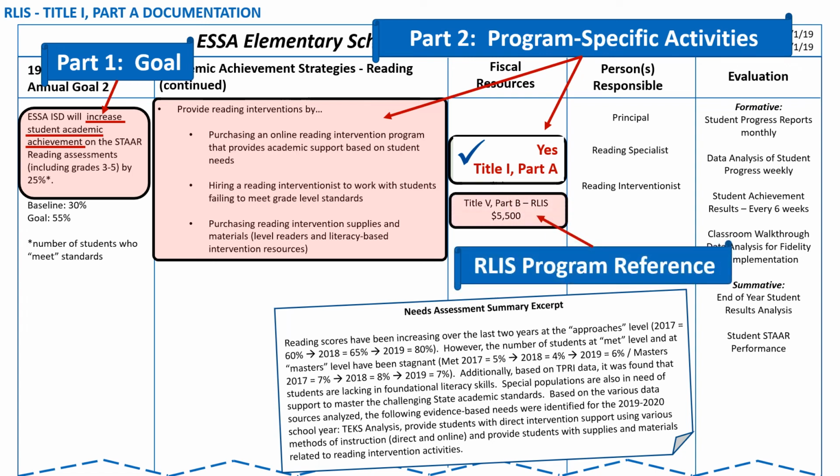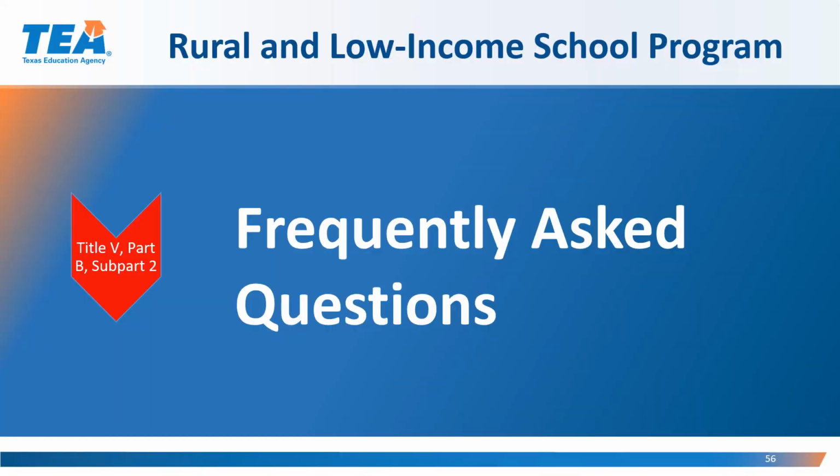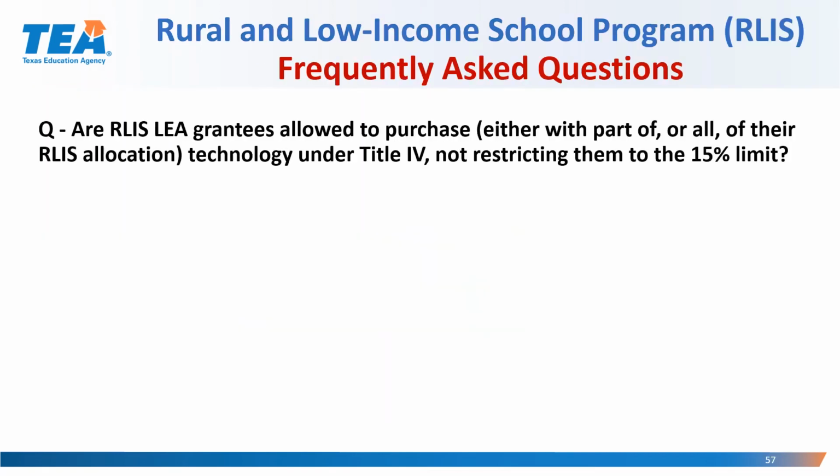The campus also made reference to the RLIS funds used in order to meet this goal. At this time, we can take a look at some frequently asked questions that have to do with the Title V Part B Subpart 2 RLIS program. Question: are RLIS LEA grantees allowed to purchase either with part of or all of their RLIS allocations technology under Title IV, not restricting them to the 15% limit?